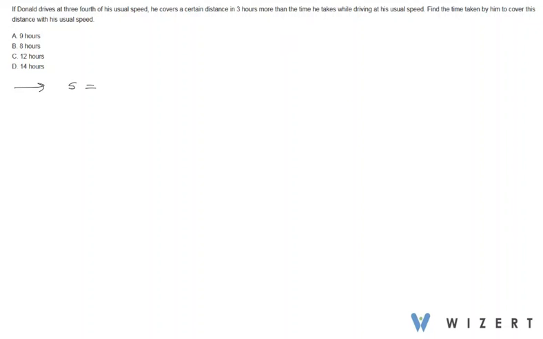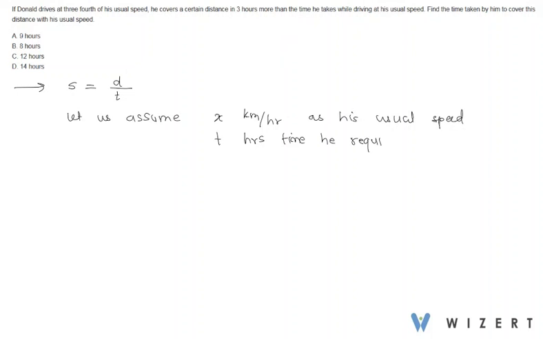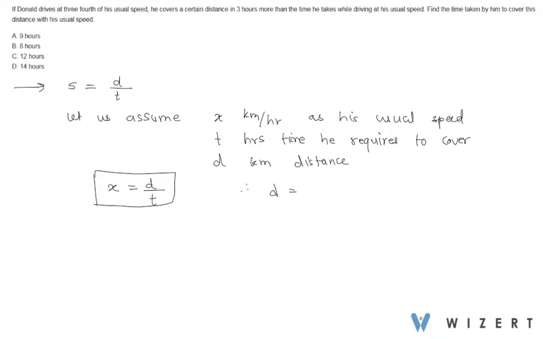Now we know we can find speed by using this relation, speed is equal to distance upon time. Now let us assume x kilometers per hour as his usual speed, and let us assume t is the time he requires to cover d kilometer distance. So we can say that x is equal to d by t. Therefore, d is equal to x into t. Let us name this as equation 1.